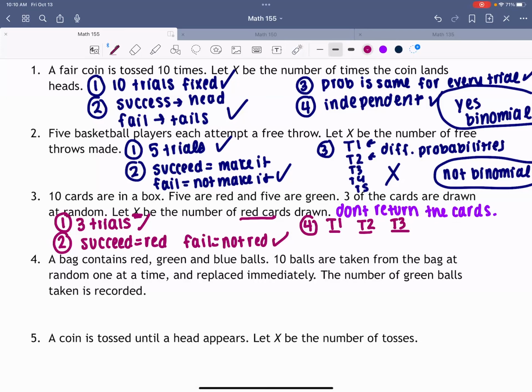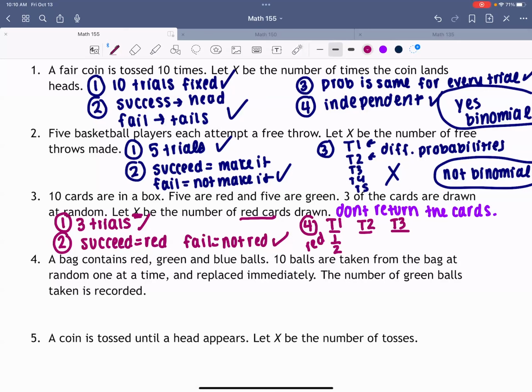50% getting a red card because it's 50-50 red and green. Okay, so in trial 1, I have 5 out of 10 or 1/2 as my probability for taking out a red card. Let's say in trial 1, I actually do pull out a red card. Now I have a red card, but I'm not going to put it back. So now my box has 9 cards.